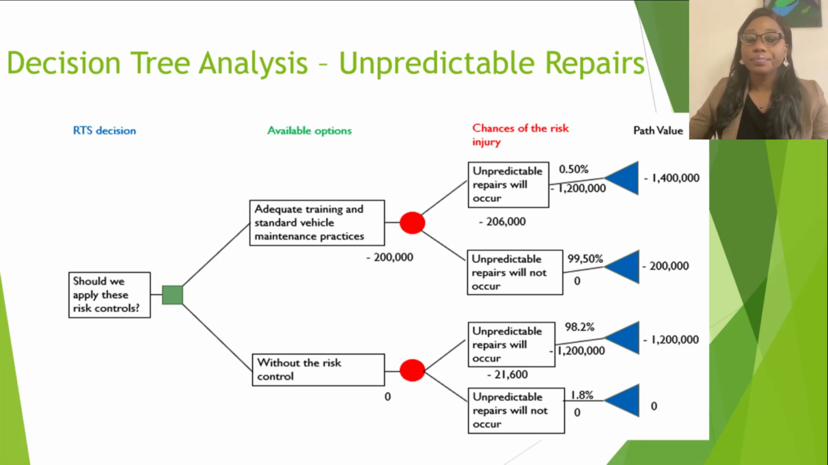The result was that there is a high probability that unpredictable repairs will not occur, with a cheaper outcome scenario, if the appropriate risk controls are put in place. Also, there is a high chance of unpredictable repairs occurring at an estimate of 1.2 million if the appropriate risk controls are not put in place. Both options present that it is viable for RTS to mitigate the risks of unpredictable repairs by implementing the suggested measures in order to avoid negative results as highlighted previously.